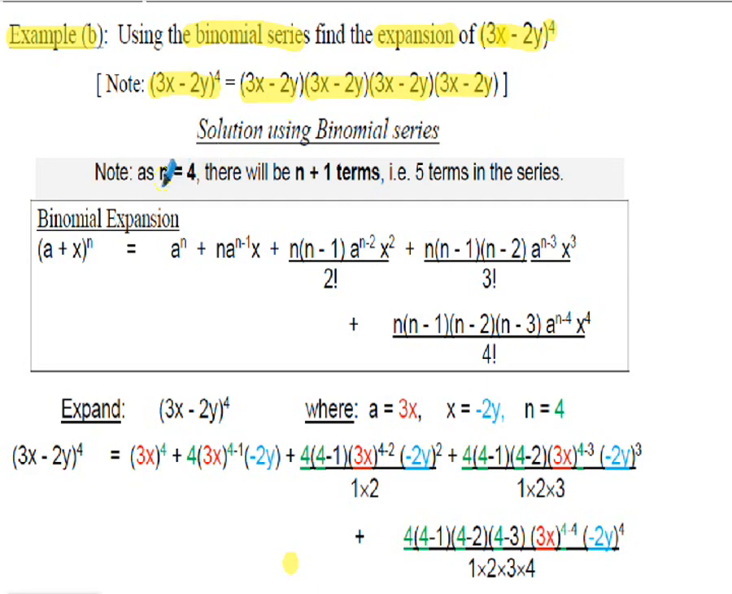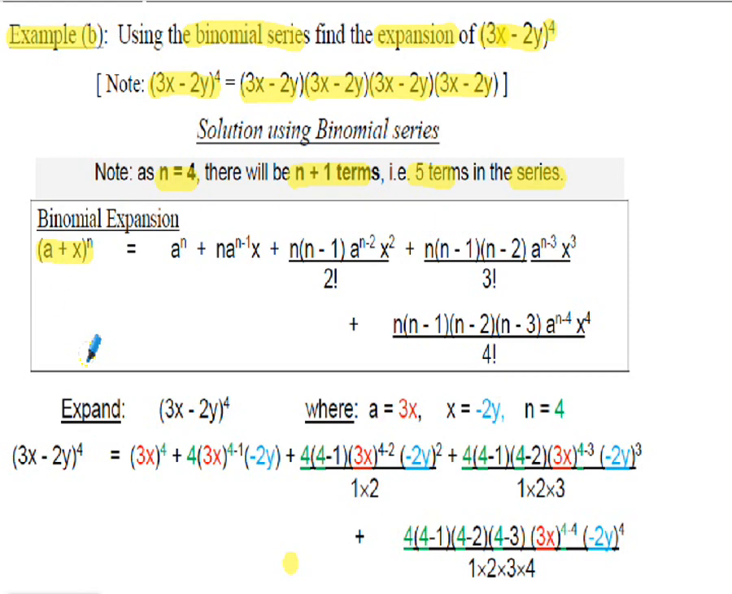So don't forget, if n is equal to 4, the power is 4 in this question, then we'll have n plus 1 terms in our series. We'll have 5 terms in the series. And that's what I've got here, 5 terms in my series. So that's the (a + x)^n binomial expansion.